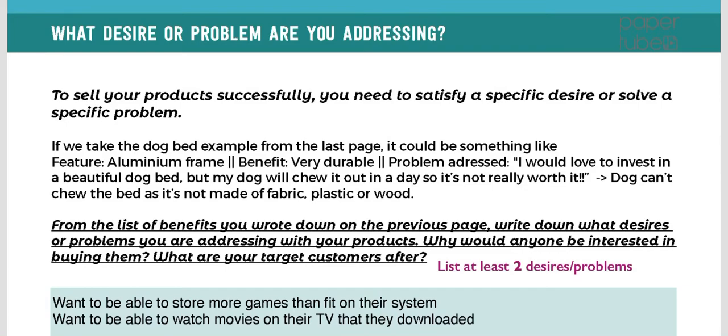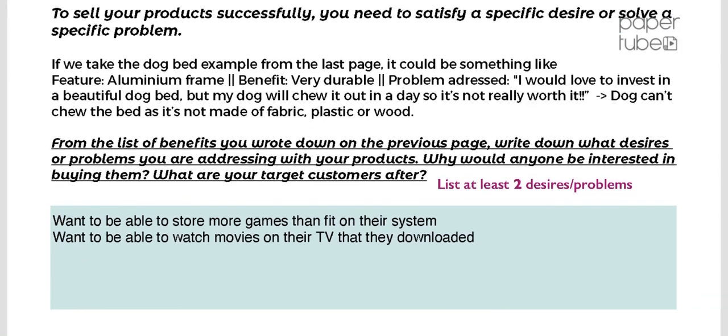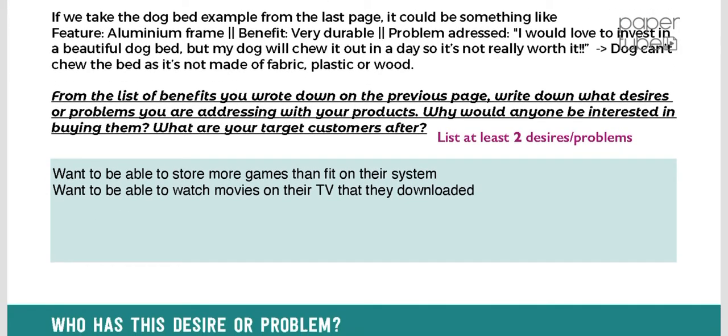So what I want you to think about is at least 2 desires or 2 problems that the object you found would solve. So for example, you want an external hard drive because if it's for an Xbox, you want to have more games that fit on your system, or in my case, I bought it because I wanted to be able to back up my files and make sure that I had access to them no matter where I was.